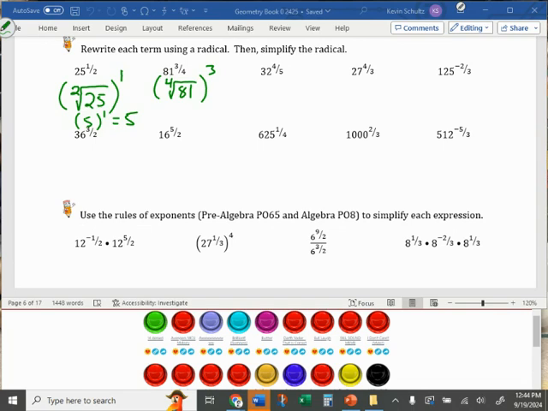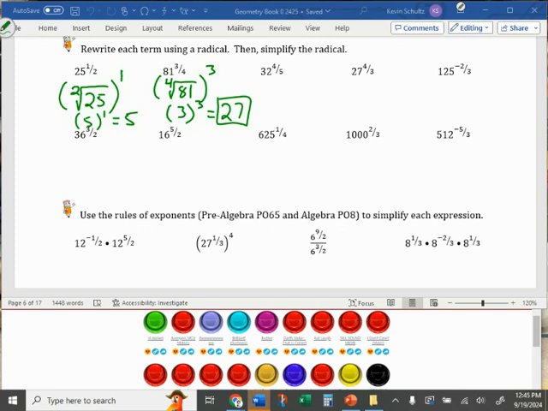Okay? Now what is the 4th root of 81? Or what number to the 4th power equals 81? 3. So 3 goes in our parentheses. That's cubed now, right? Because we didn't use this power out here. 3 cubed equals 27. Right?